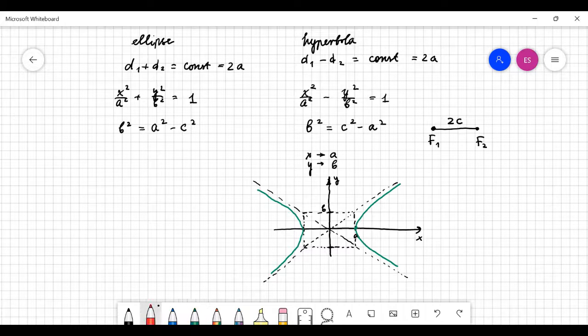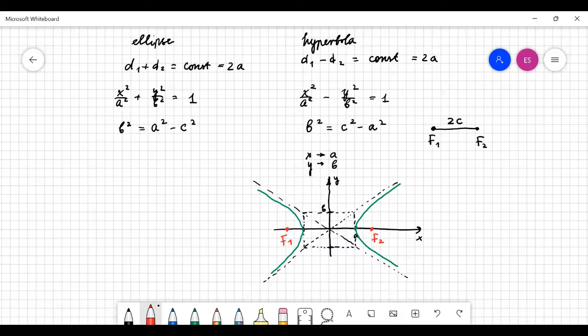Where on this hyperbola are the focal points? Focal points are going to be somewhere here. That's going to be focal point 2, and this is going to be focal point 1. You see the difference with the ellipse? There they were inside of the ellipse, and these 2 points are outside of the fundamental rectangle.